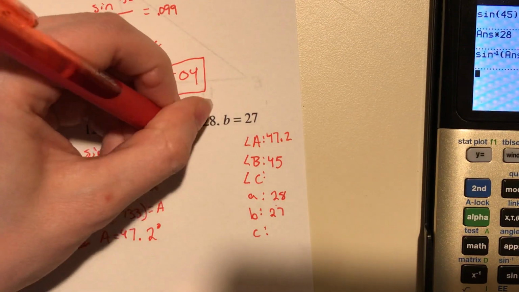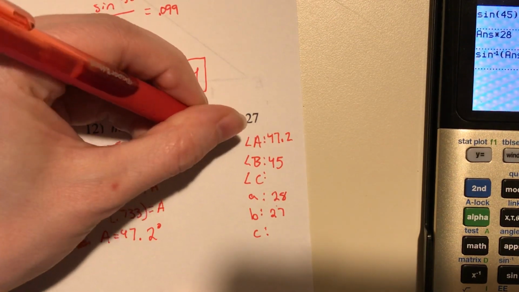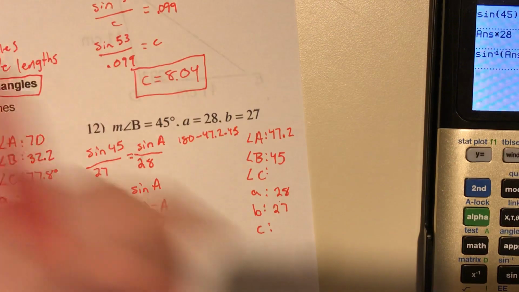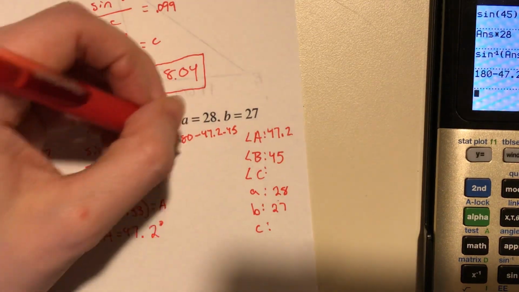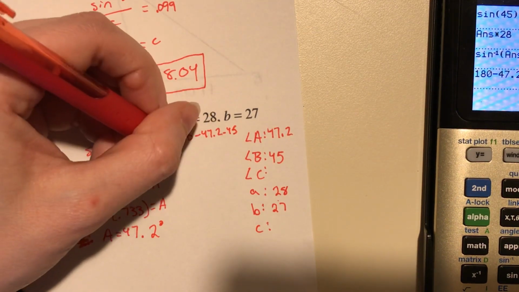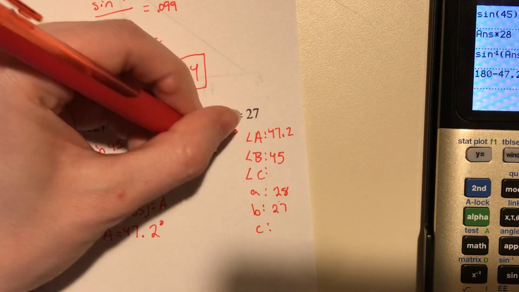We'll take 180, subtract 47.2, subtract 45. And so 180 minus 47.2 minus 45 is 87.8. So angle C is equal to 87.8 degrees.